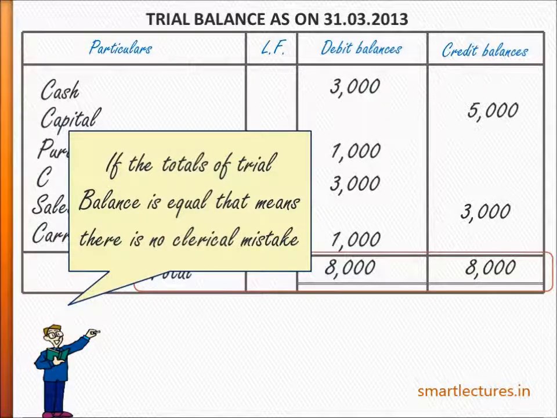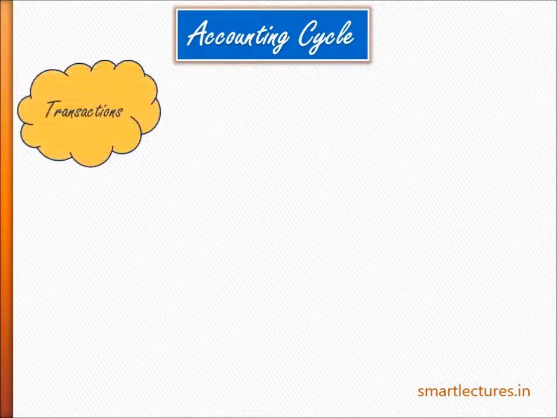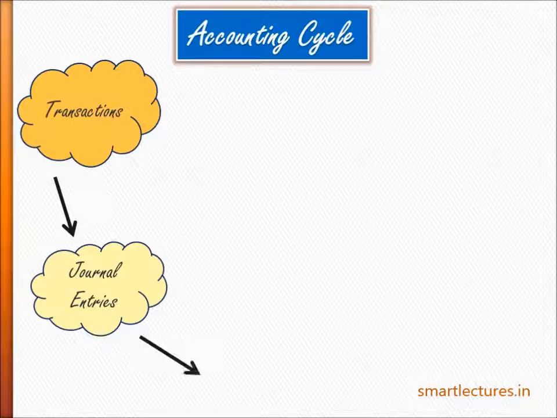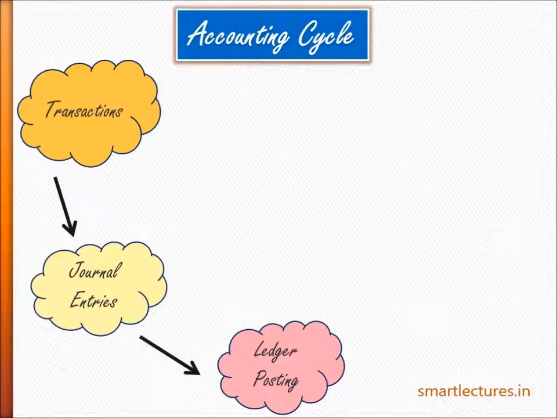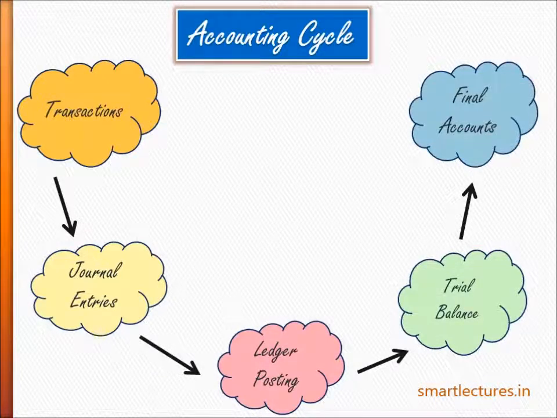Now what will happen to the closing stock? It will be written at the footnotes of trial balance. Closing stock as on 31st March 2013, rupees 200. In this accounting cycle, journal entries are converted into ledger posting, and on the basis of ledger posting, trial balance is prepared, and on the basis of trial balance, final accounts are prepared. Still, I have to teach you how to make final accounts on the basis of trial balance. I will teach you in the upcoming episodes.